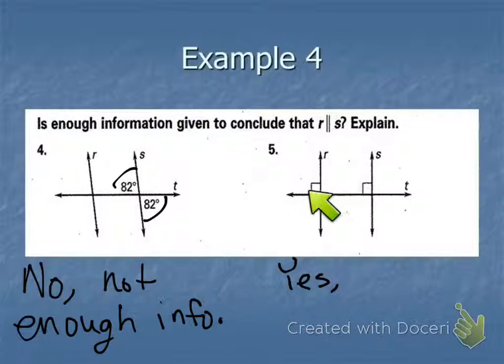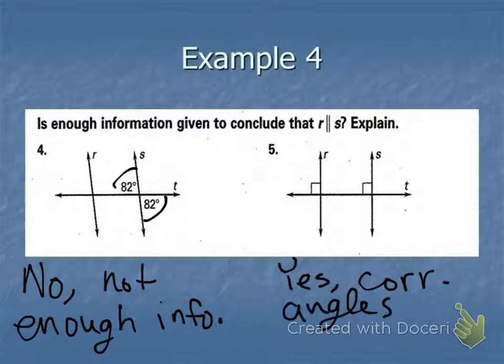What type of angles are these? Right, but they're also corresponding. So again, the corresponding angles are congruent. What are your questions on these type of examples?